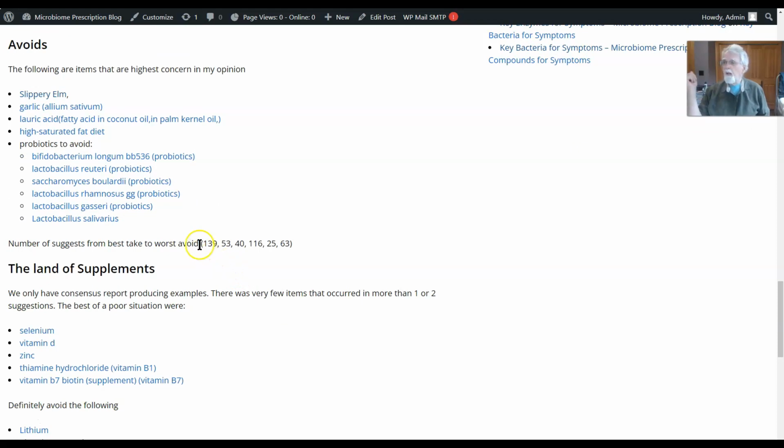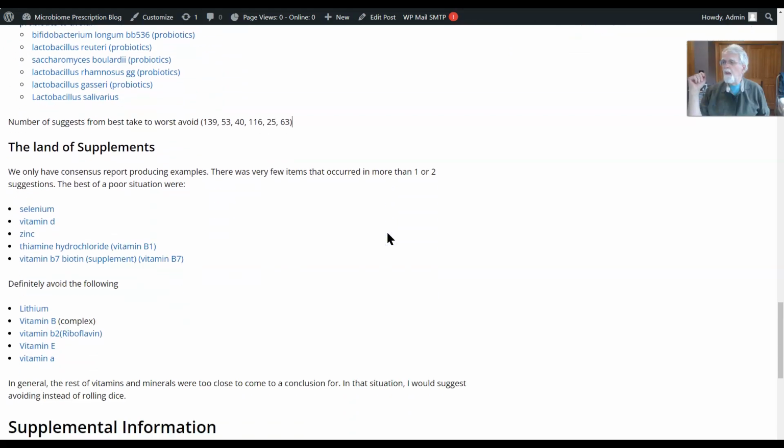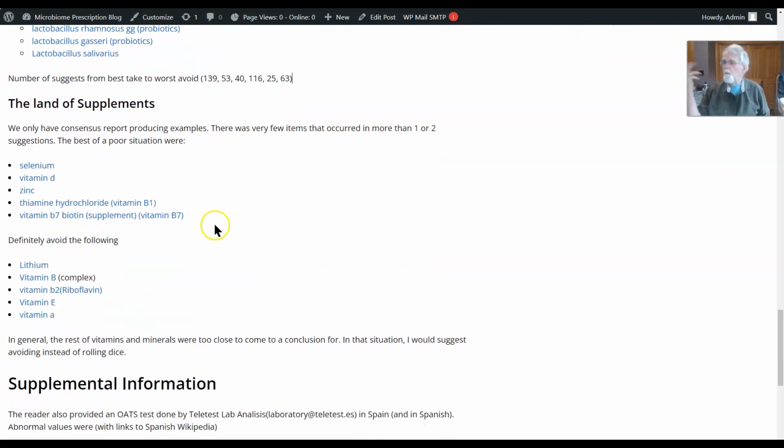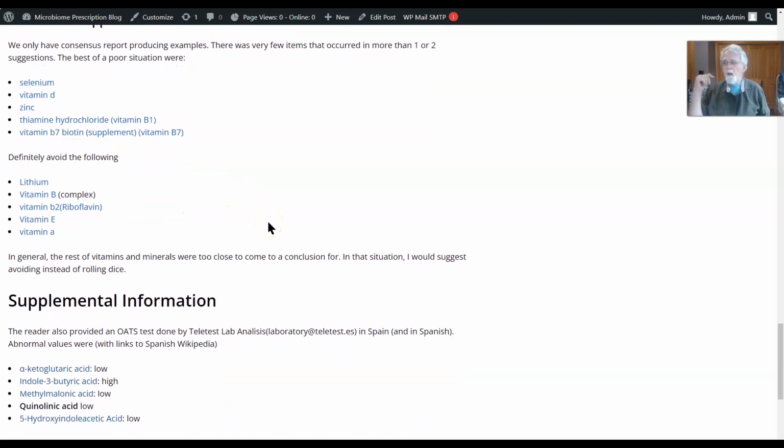And then the suggestions. Over in the land of supplements, we see B1, B7, zinc, vitamin D, and selenium. Selenium came from the alternative way, and we suggest avoiding things: A, E, B complex. Two specific B vitamins are a go. The other B vitamins, for example riboflavin, are a no. Lithium, he's probably not dealing with needing a lithium prescription, so that's sort of done.